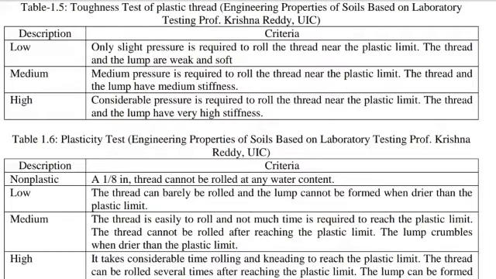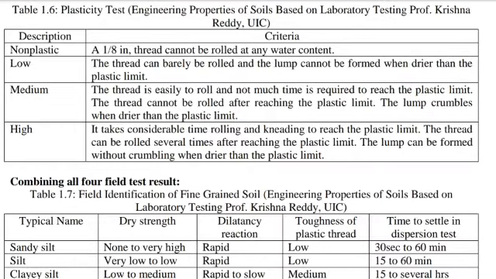Table 1.6, plasticity test. Description: non-plastic. Criteria: a 1/8 inch thread cannot be rolled at any water content. Description: low. Criteria: the thread can barely be rolled and the lump cannot be formed when drier than the plastic limit. Description: high. Criteria: it takes considerable time rolling and kneading to reach the plastic limit. The thread can be rolled several times after reaching the plastic limit. The lump can be formed without crumbling when drier than the plastic limit.